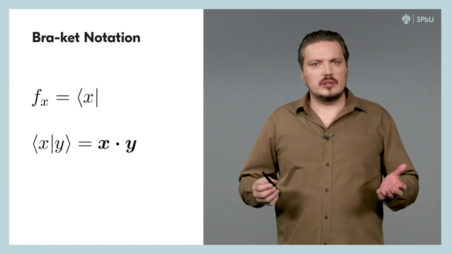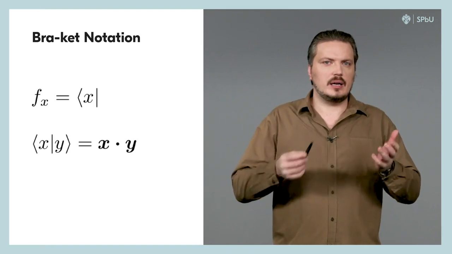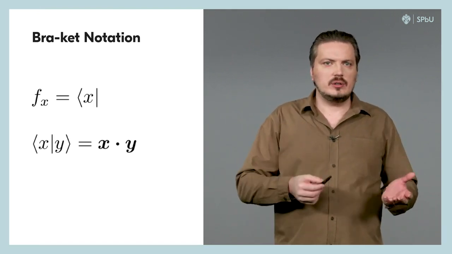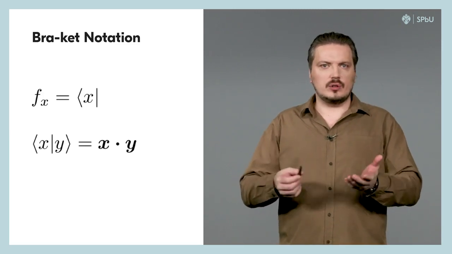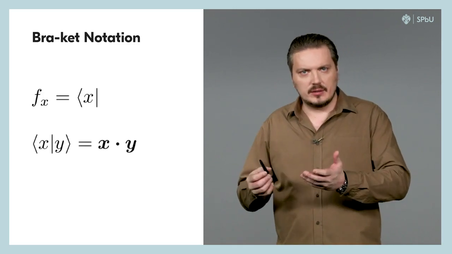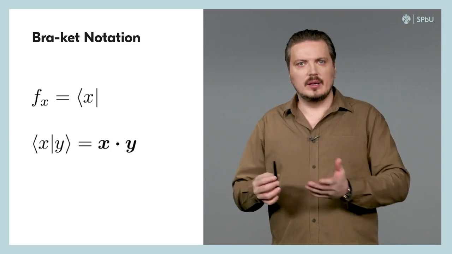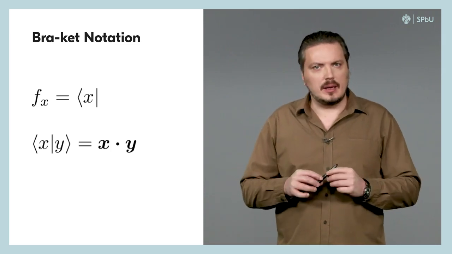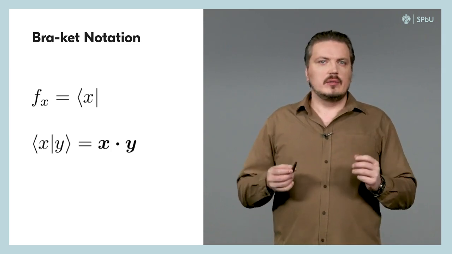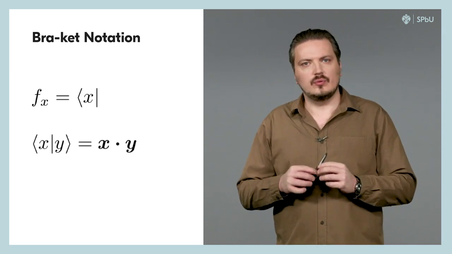So the linear functional defined by vector x we will denote as bra-x. And the action of this functional on any ket y, which is the inner product of x and y, we will denote as this: bra-x, then ket y, with a shared line between them. This, from now on, will be our notation for the inner product of two vectors.